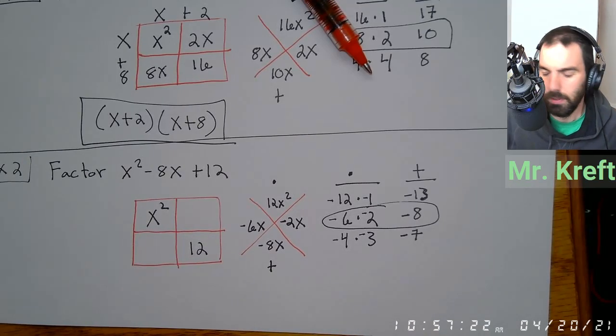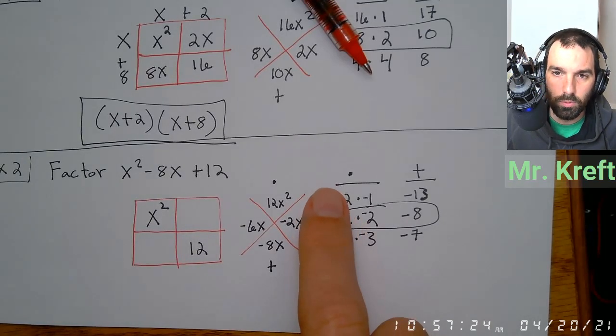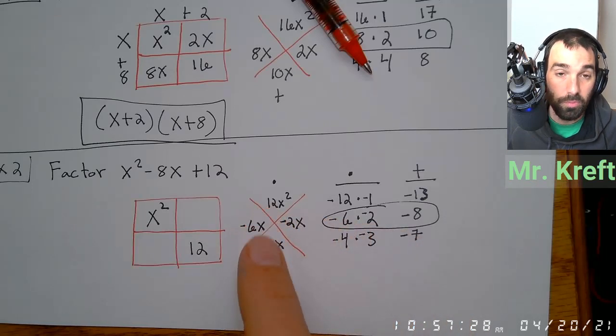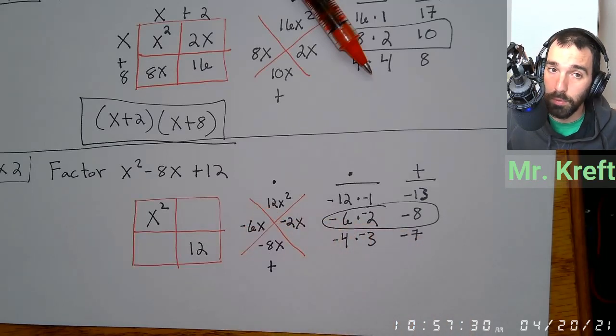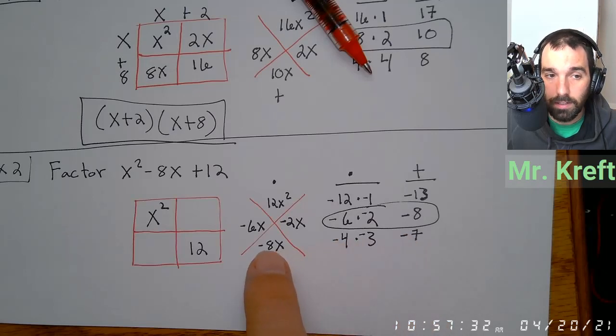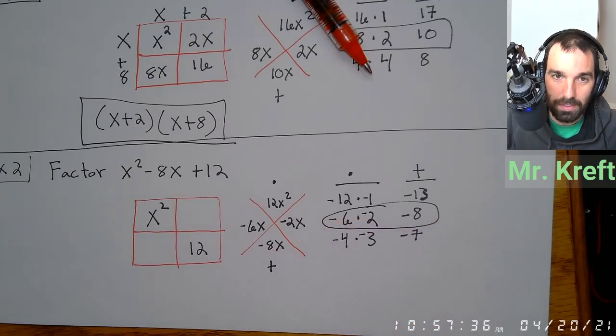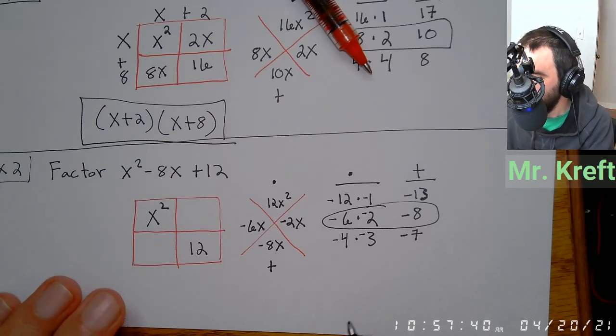Okay. Were you guys able to follow my reasoning for why these would both be negative? Because they have to multiply to get a positive, which means they either are both positive or both negative, and then they have to add up to a negative. So that's why we threw in those negatives. So again, if you have questions, please let me know.